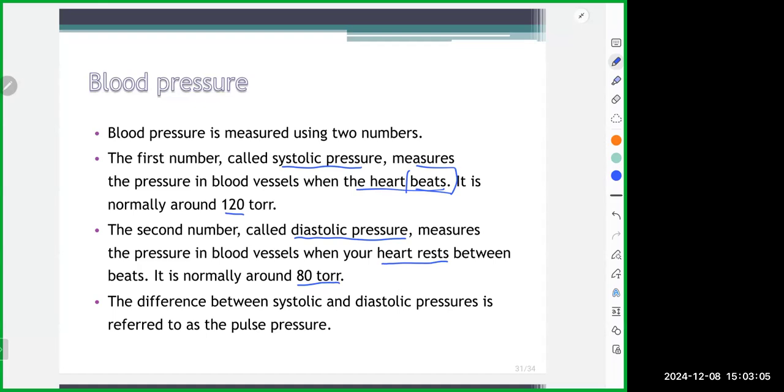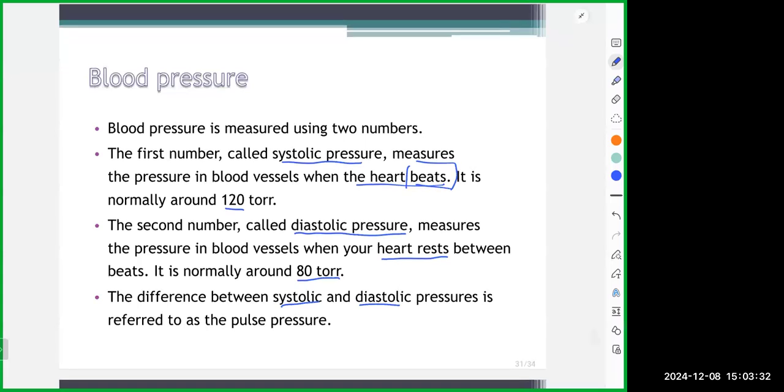This is only in the normal condition, if you sit, not run. So the difference between the systolic and diastolic pressure is referred to as the pulse. You need the pulse to run the blood circulation.